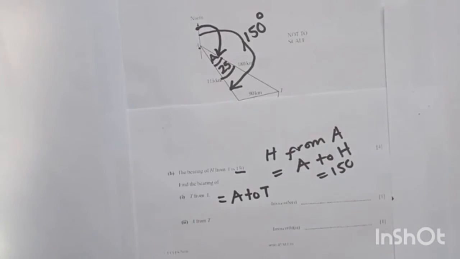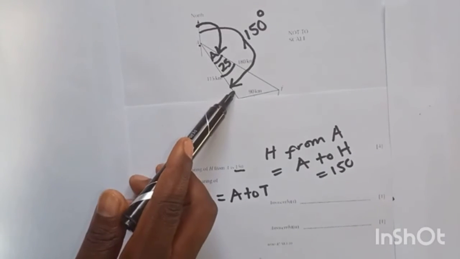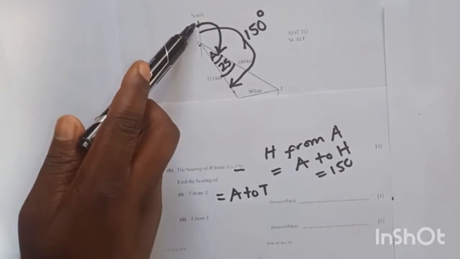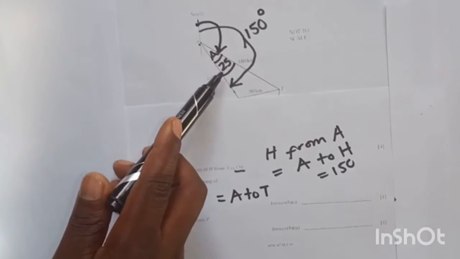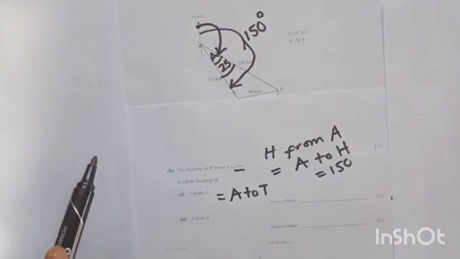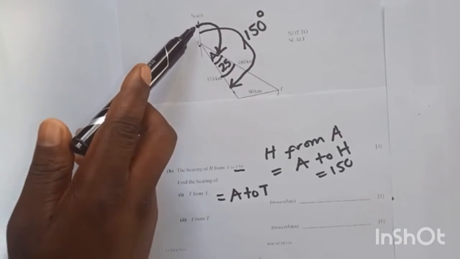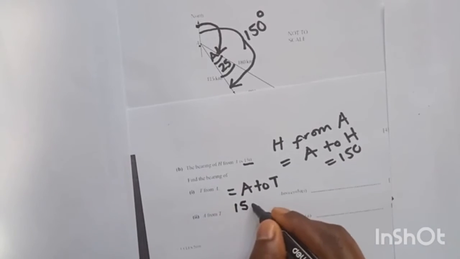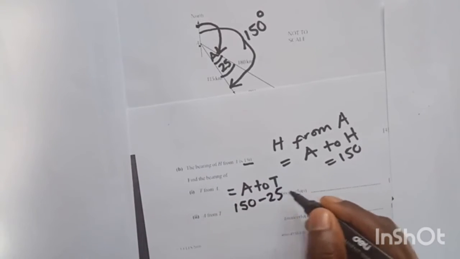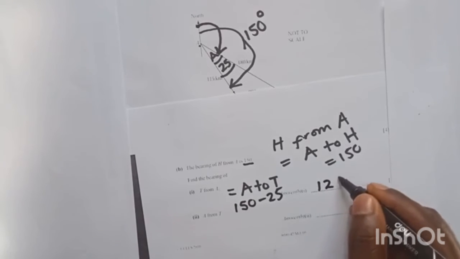So remember, 150 degrees, the given angle, is covering from this part up to this part. And the required bearing is covering from this part up to this part. So the easiest way to calculate this required bearing, you need to deduct this 25 degrees from 150, right? So that you'll be left with this part. So 150 minus 25. It means that your final answer is 125 degrees, right?